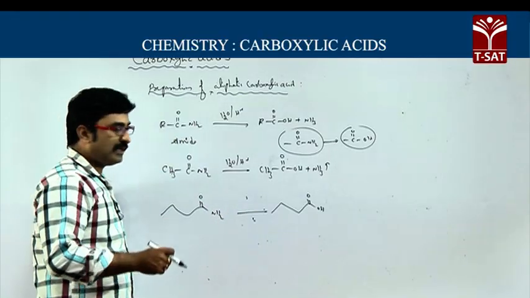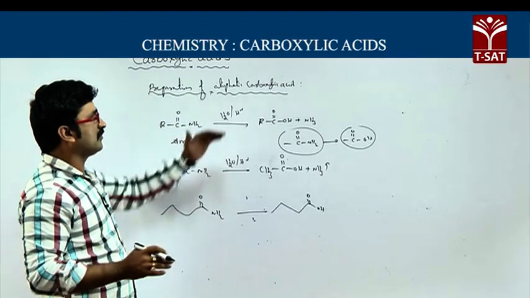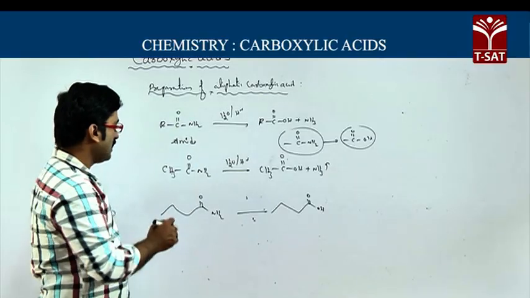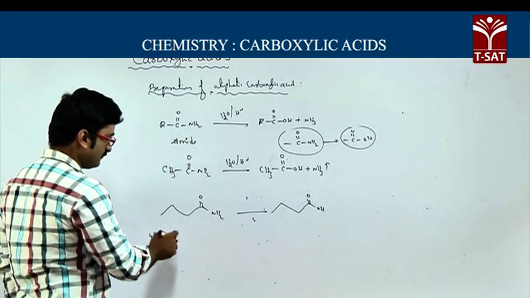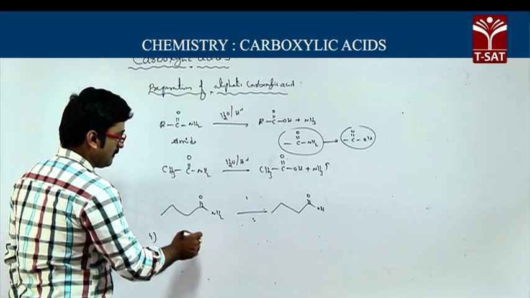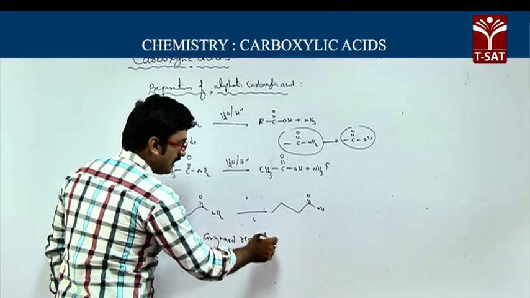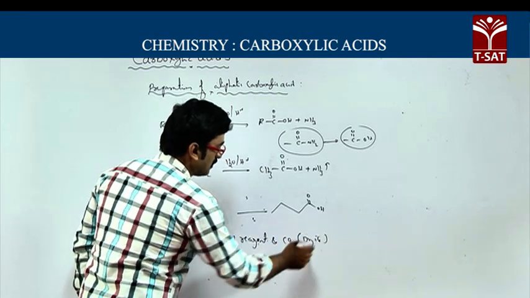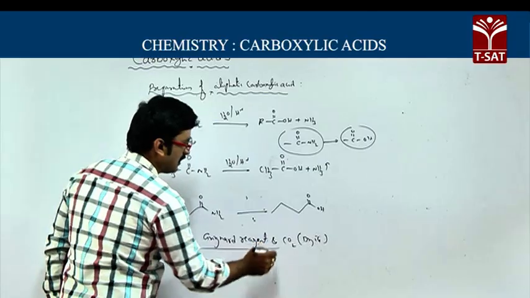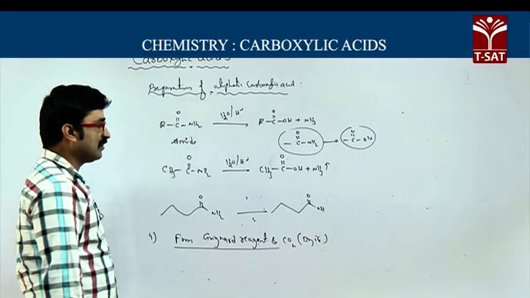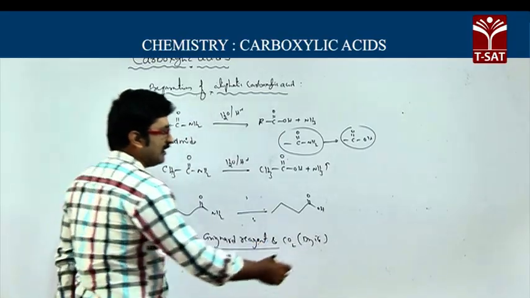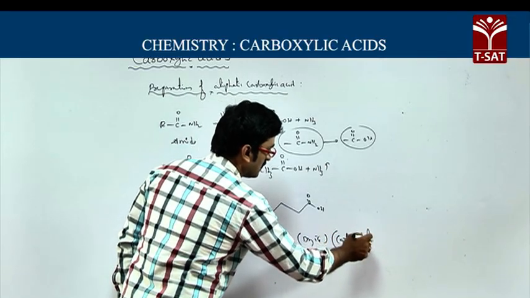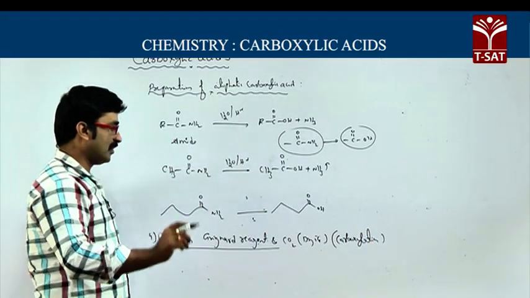Clear? Now, next we'll discuss the preparation of carboxylic acids from nitriles, amides, and the fourth one, from Grignard reagent and carbon dioxide. This is nothing but dry ice. You know that solid CO2 is called what? Dry ice. From Grignard reagent and carbon dioxide, this process is known as carboxylation.